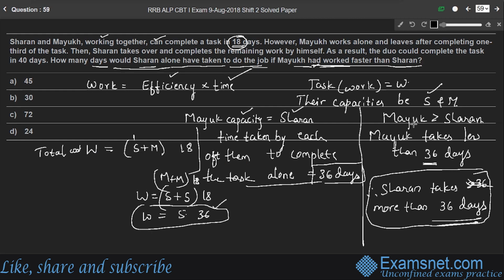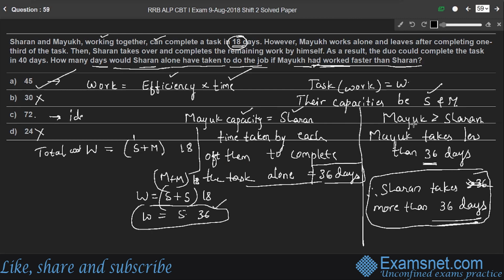So here, among four options, we can cancel option B and D, obviously, which are less than 36 days, right? So between option A and C, we can take option A, which is greater than 36, right? Option C is 72.